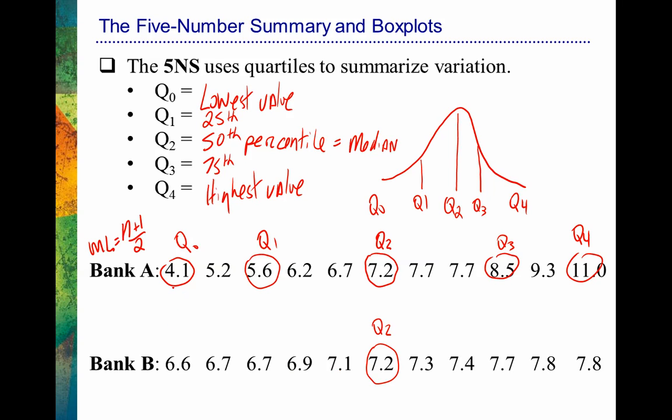5 plus 1 equals 6. 6 divided by 2 equals 3. 1, 2, 3. This value represents our first quartile. 1, 2, 3. This value represents our third quartile. Here is our fourth quartile, which is the largest value, and here's our 0 quartile, which is our lowest value. I'm sorry, that's a 0. So there we have 5 numbers that we use to describe how much variability there is in our data.